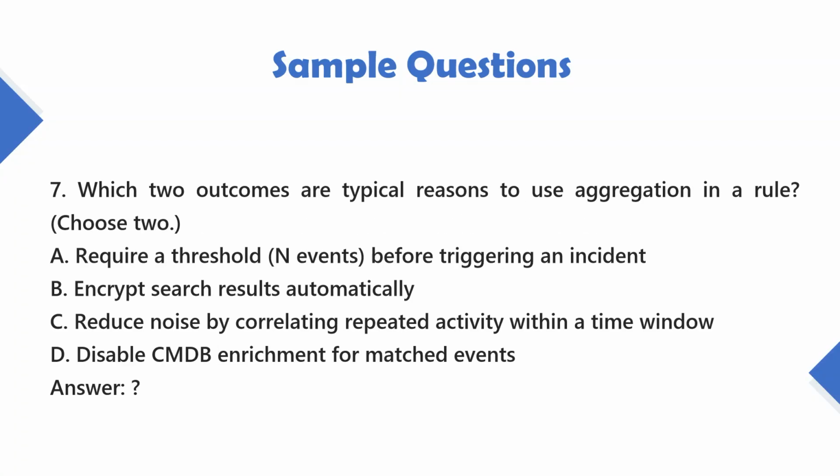7. Which two outcomes are typical reasons to use aggregation in a rule? Choose 2. A. Require a threshold, n events, before triggering an incident. B. Encrypt search results automatically. C. Reduce noise by correlating repeated activity within a time window. D. Disable CMDB enrichment for matched events.